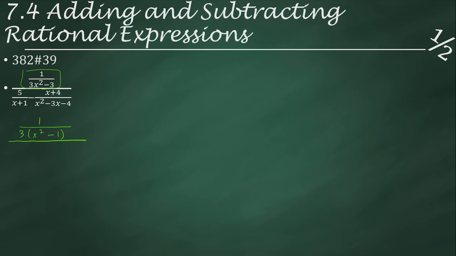And the bottom, we can factor the second denominator. It's 3 terms. So what times what is x squared? What times what is negative 4? And I want to add to make negative 3. So maybe negative 4 and a 1.